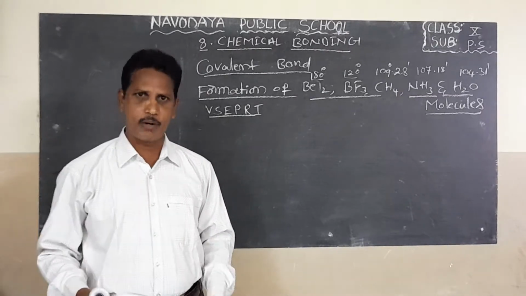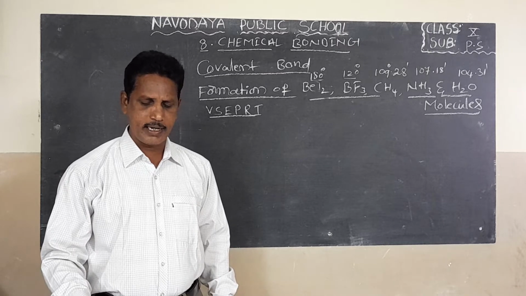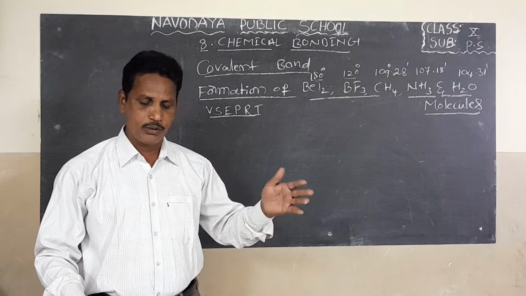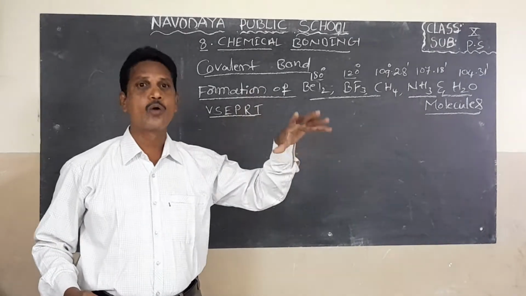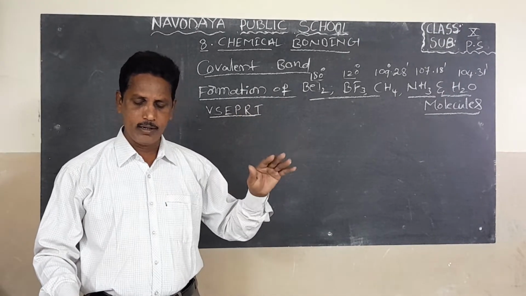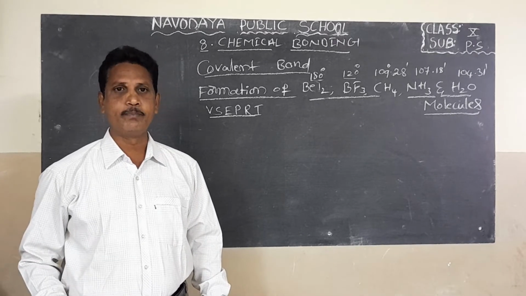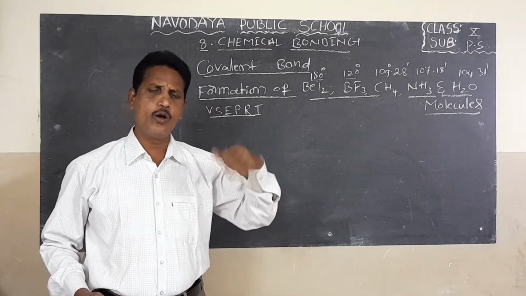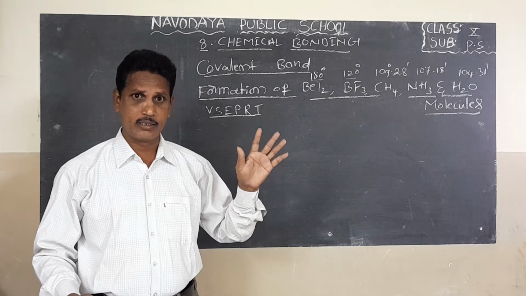See the first point in VSEPRT, the most important point, students. VSEPRT considers electrons in valence shells which are in covalent bonds, not ionic bonds, and lone pair charge clouds that repel one another. The charge of an electron is negative, so lone pair electrons and bond pair electrons repel one another.